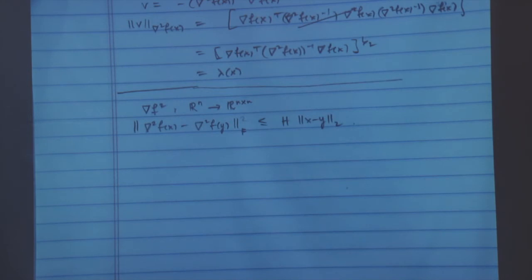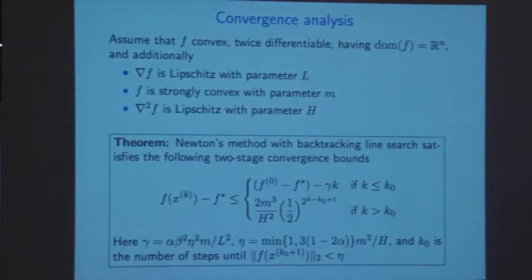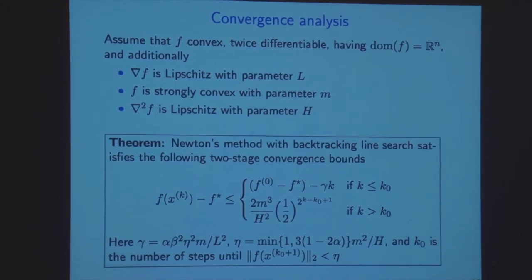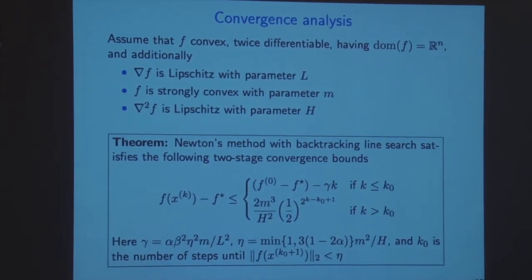So the Newton theorem is a little bit more complex than the gradient descent theorem, but I think it's very interesting. Basically, the result states that if we use Newton's method on a function that satisfies these conditions, and we use backtracking line search with some parameters alpha and beta, then the resulting iterates satisfy a two-stage convergence result.